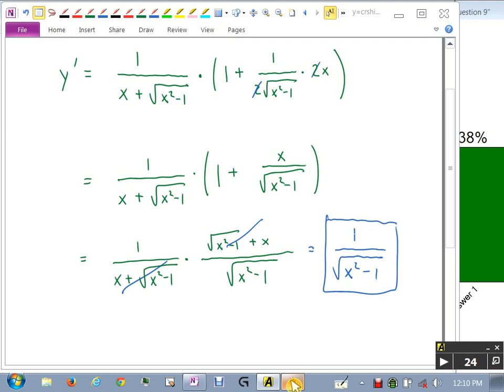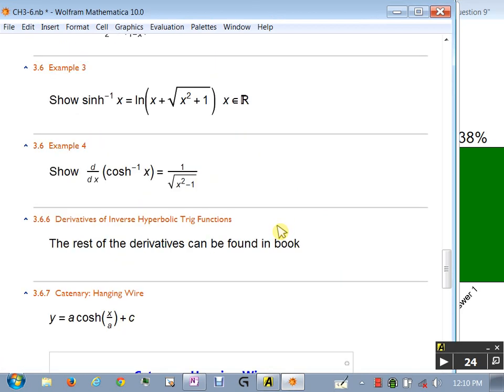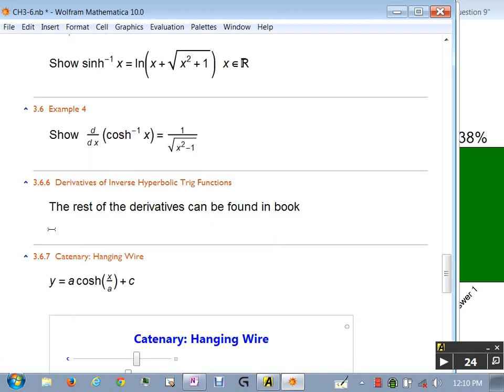May I proceed? Okay. The rest of the derivatives for the inverse hyperbolic trig functions can be found in the book. All right.